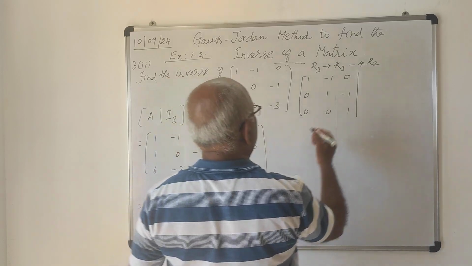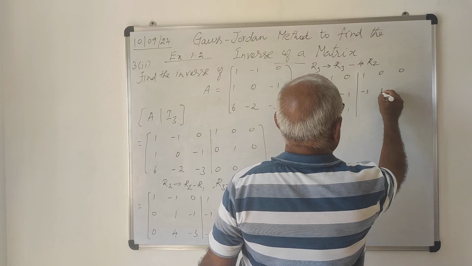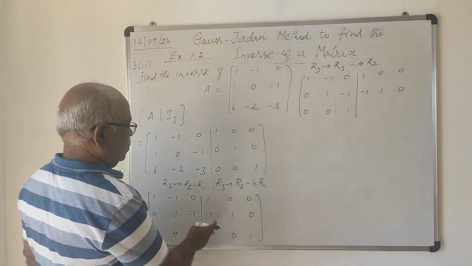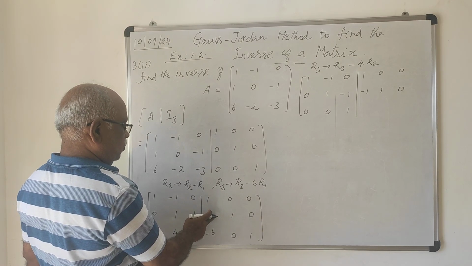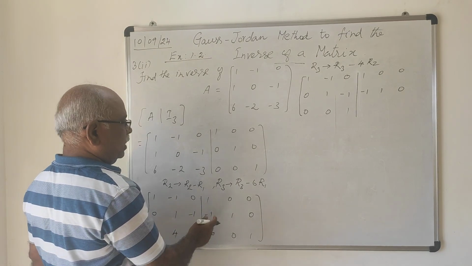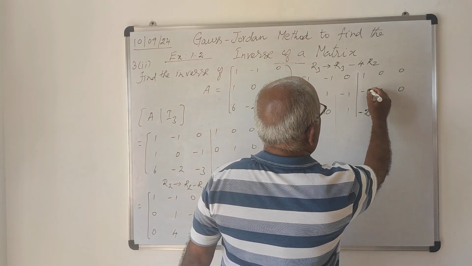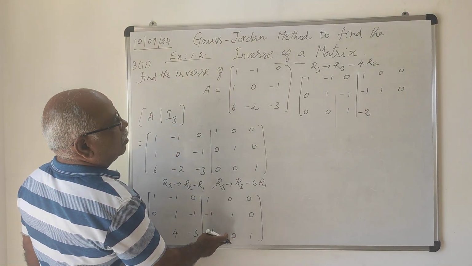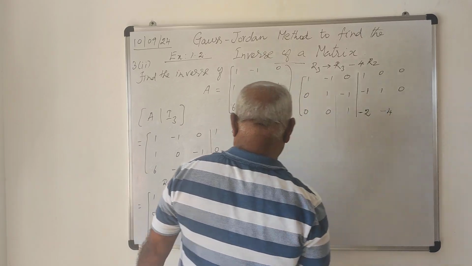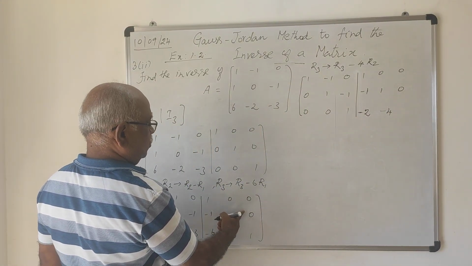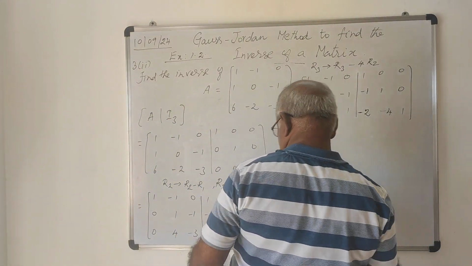Next, 1 0 0 as it is. Second row minus 1 1 0. And third row, R3 minus 4 times R2. Minus 4 into 1 is minus 4, so minus 6 plus 4 is minus 2. And R3 0 minus 4 is minus 4. And R3 1 minus 4 into 0 is 0, 1 minus 0 is 1.